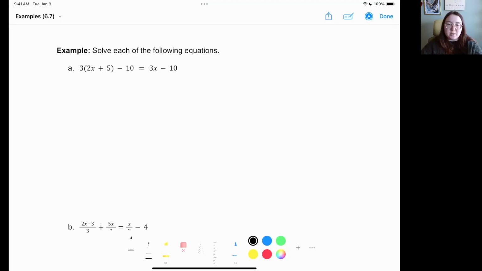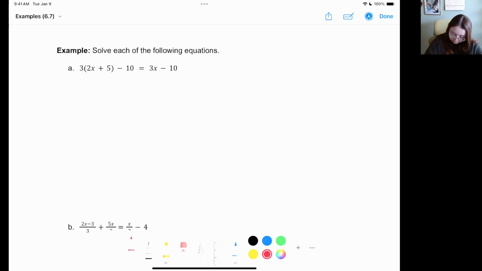All right, so starting with part A here, we have 3 times (2x + 5) - 10 = 3x - 10. So starting with step 1, we are going to use our distributive property. We're going to combine any like terms that we need to in order to solve our problem. Now the right-hand side of our equation, 3x - 10, that's already as simple as it goes. You can't combine any like terms that way. So now we're looking to the left. And the left definitely has things that we need to simplify and combine.